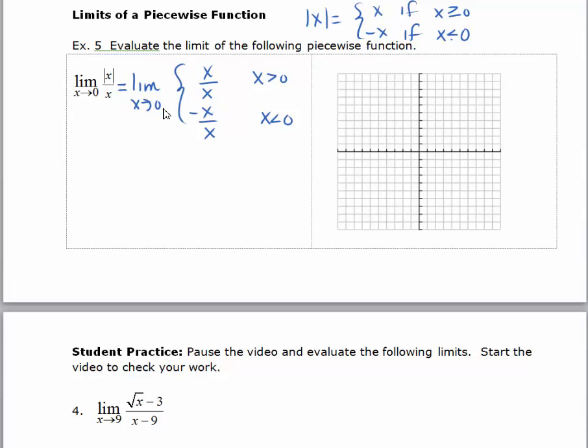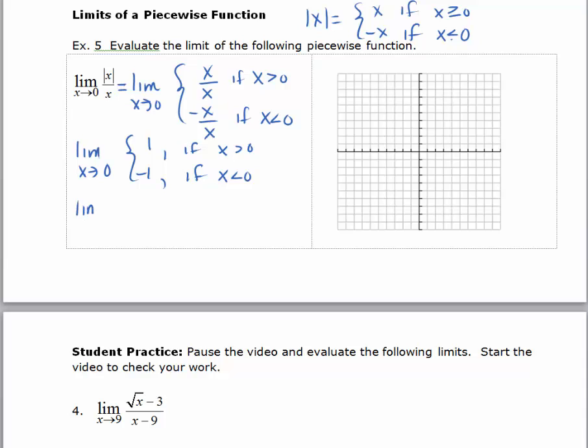So let's simplify this piecewise function. We get the limit as x approaches 0 of 1 if x is greater than 0, simplifying the x over x, and negative 1 if x is less than 0, simplifying the negative x over x. So when you want to evaluate a limit, remember that this is a two-sided limit, and in order for a two-sided limit to exist, the one-sided limits have to be equal.